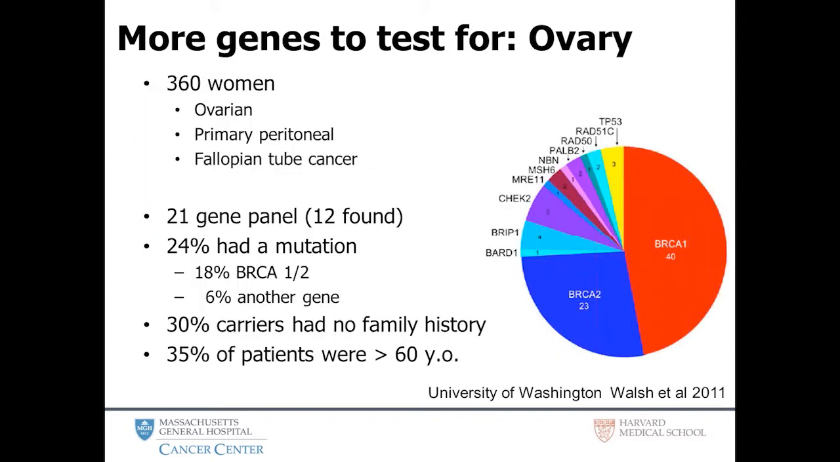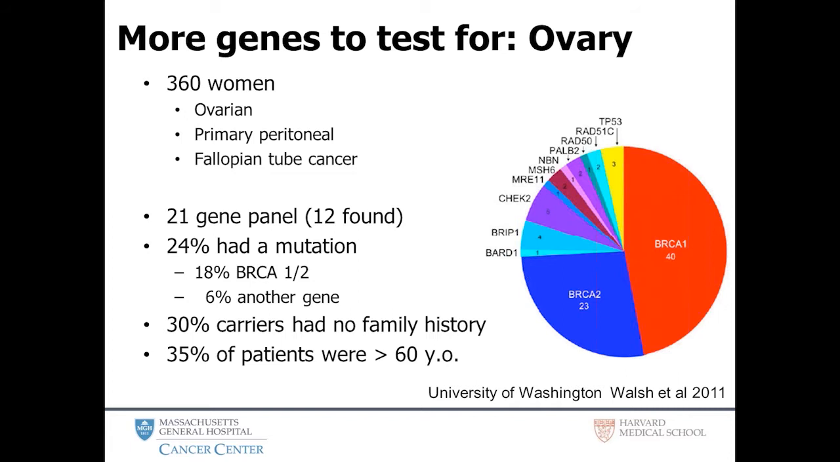Mary Claire King and her group at the University of Washington also did a panel test using a different gene panel. This one was a 21 gene panel for ovarian mutations. And they found that there were 12 different genes that were identified in these strong ovarian cancer families. Only 18% were from BRCA1 or 2, 6% from other genes. 30% of these carriers had no strong family history, and 35% were over 60 years old.